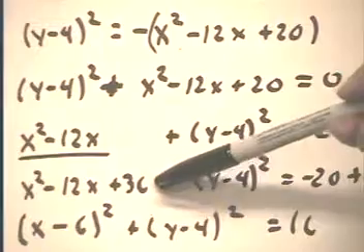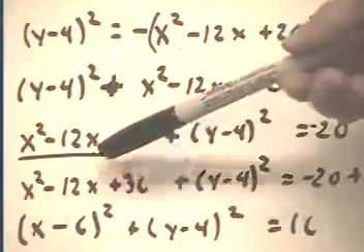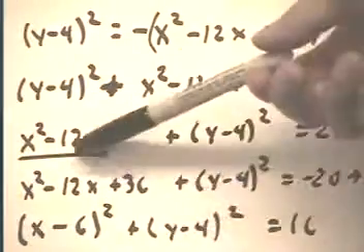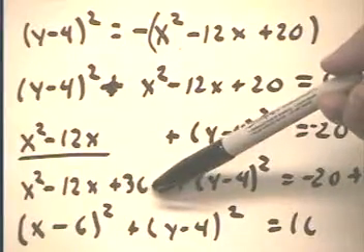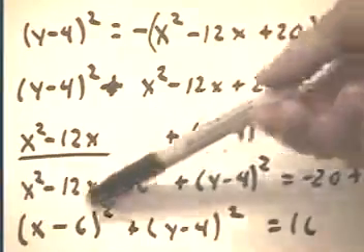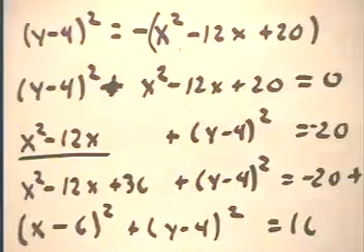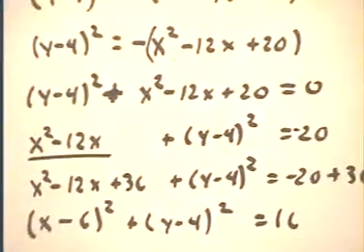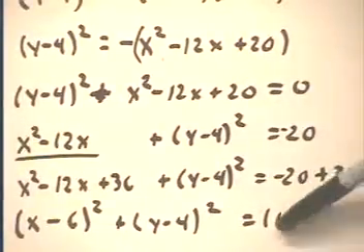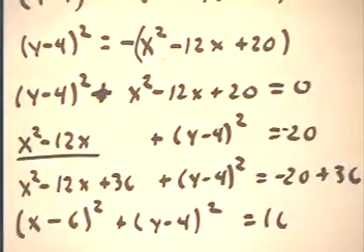Well, we're going to add 36. We're going to take half of negative 12x, and we're going to have negative 6x, and we square, actually half of the negative 12 that's in front of the x, and square it. We get 36. And we can then verify that x minus 6 quantity squared does give us this. Now, we added 36 here on the left-hand side, so to keep everything in balance, we'd better add 36 on the right-hand side. Negative 20 and 36 is 16. So we end up with x minus 6 squared plus y minus 4 squared equals 16.